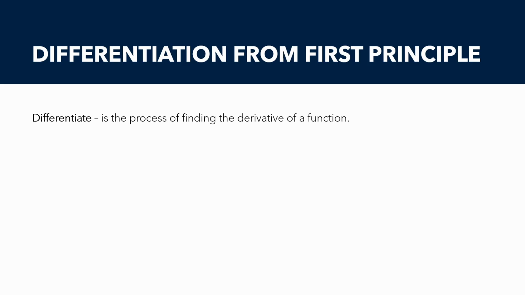First, what does the term differentiate mean? Differentiate is the process of finding the derivative of a function. And the notations are as follows. You can write it as f prime of x, or y prime, or dy/dx, or df/dx, or d/dx of f of x, or df of x, or finally d/dx y. They all mean the same thing, that is the differentiation or the derivative of a function.